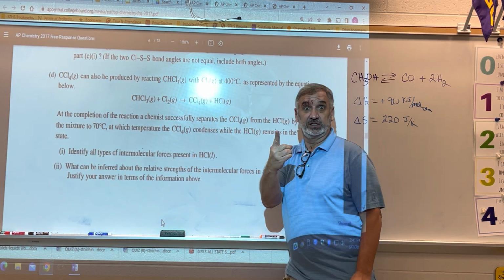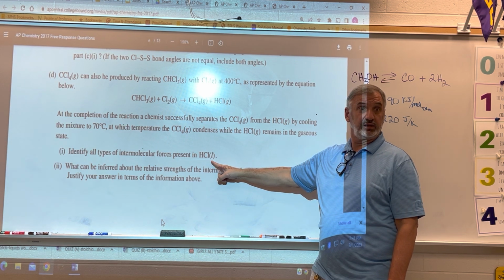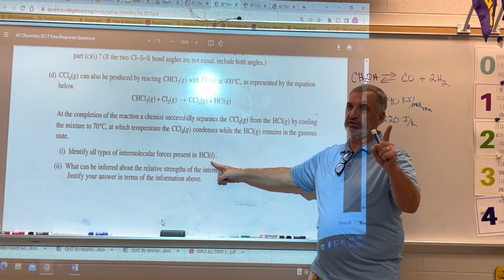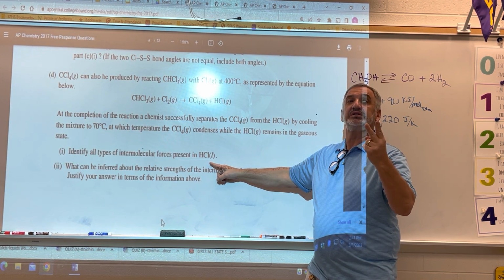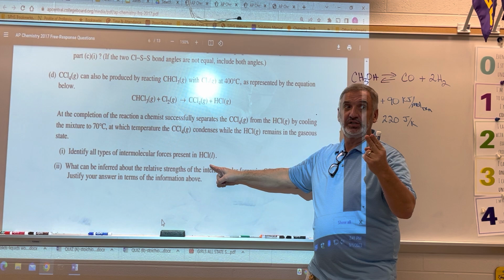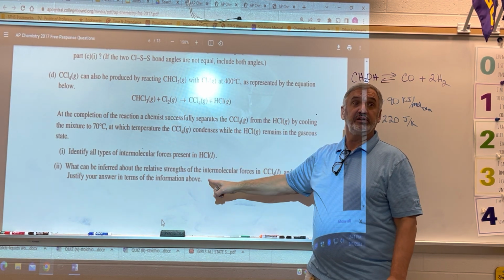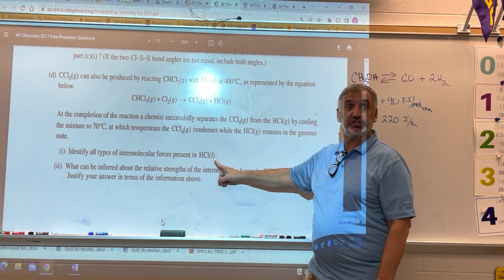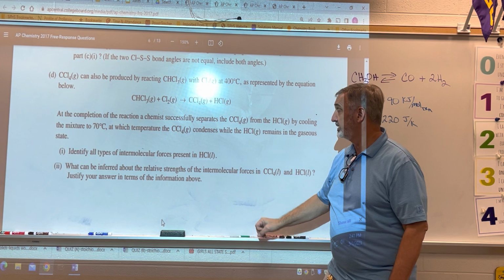LDFs for sure. Is it polar? Yes. What does that mean? Dipole-dipole. Does it have hydrogen bonding? No, because only H bonded to F, O, or N has hydrogen bonding. So you just list those 2. London dispersion, dipole-dipole.